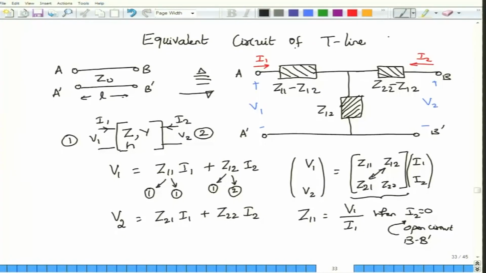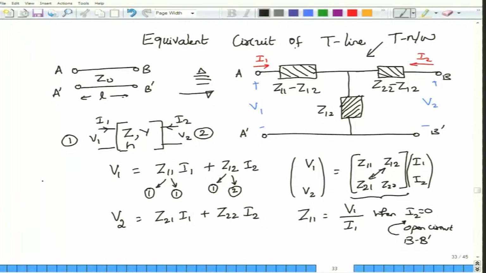The representation that I have shown here in this picture is called a T network. Hopefully the reason is quite simple: it is called a T network because it looks like a T, right. So, there is this block, there is a second block here, and then there is a third block. This block Z12 is connected to these 2 blocks by a common node. So, this is a T network.